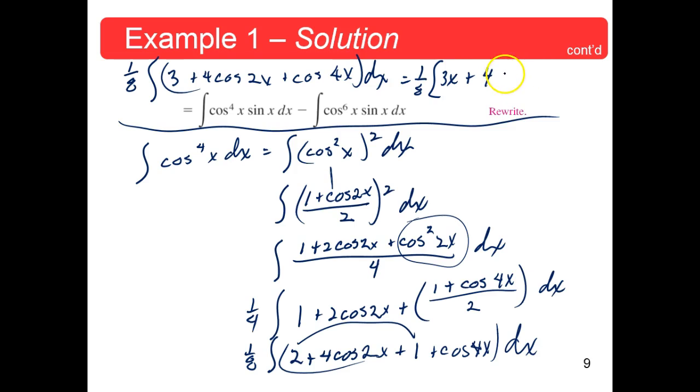Plus 4 sine 2x, except we got that 2x in there. So you have to undo the chain rule, which is dividing by 2. Remember, a chain rule, if you're taking a derivative, you multiply by 2. Antiderivative, you divide by 2. So that makes that a 2 then. This 2 here divides into the 4. Okay?